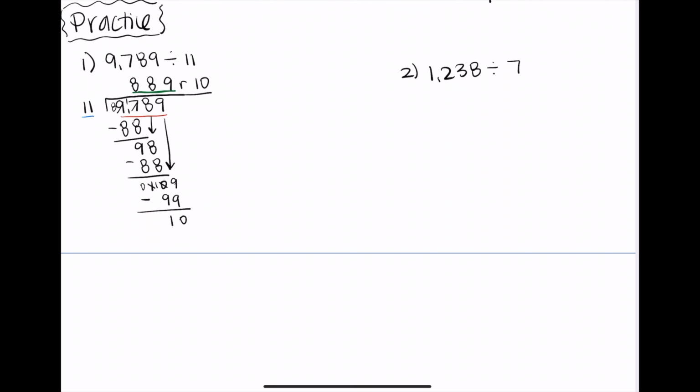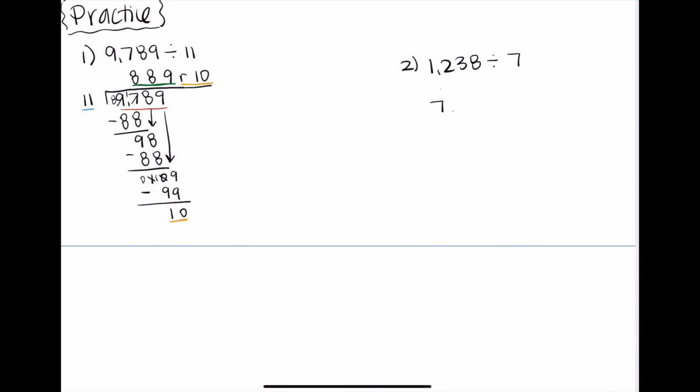So we will underline our 889 in green because that's our quotient. And then we have a remainder of 10, so the 10 will be in that orange color.